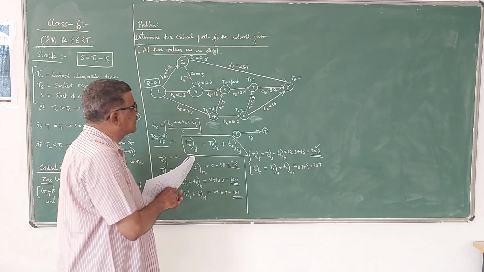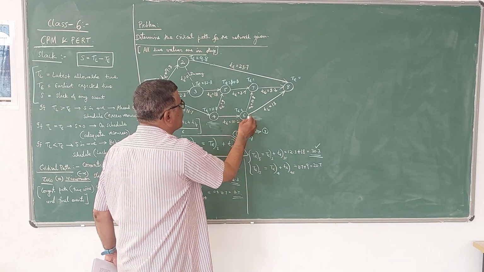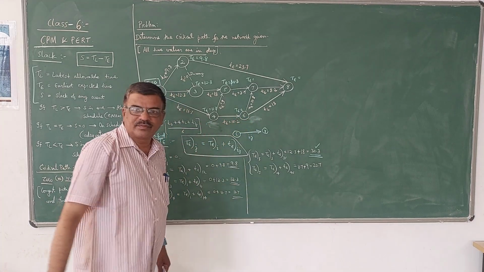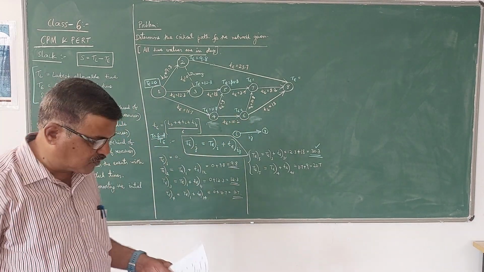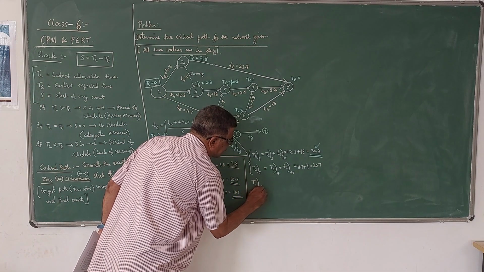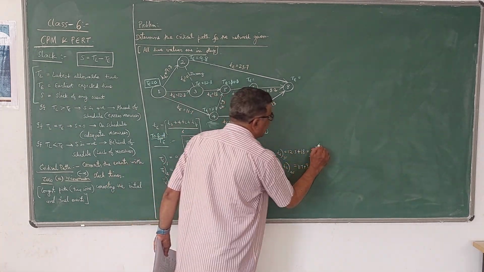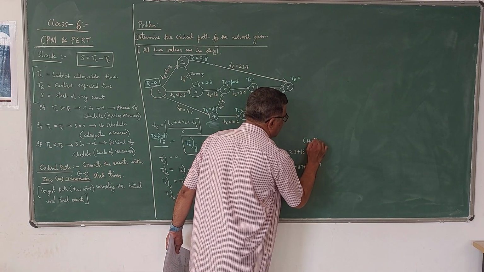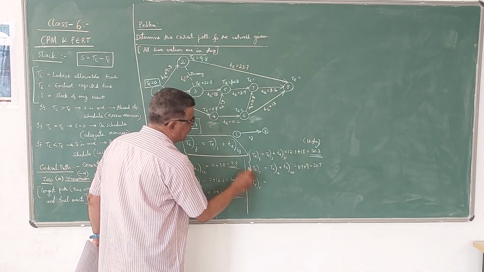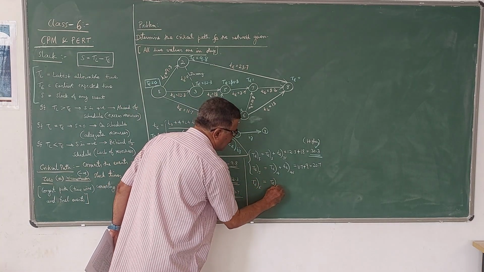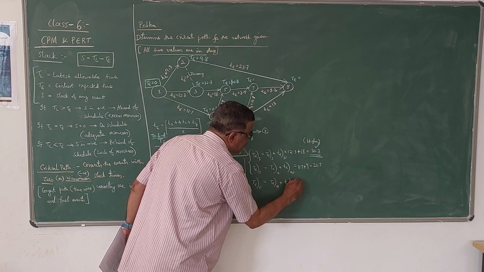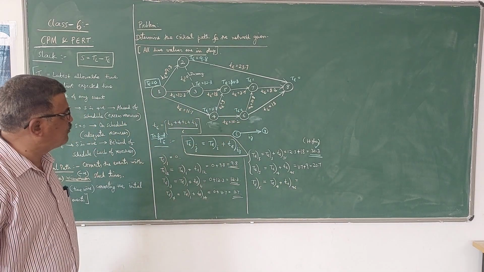Next is the sixth one. You can see 6 is coming only from 4, correct? The arrow entering 6 is only from 4, so only one value will be there. Higher value we have to take where there are multiple paths. TE6 is leading from 4, so it is TE4 plus small t of 4,6. Correct? Small t of 4,6.